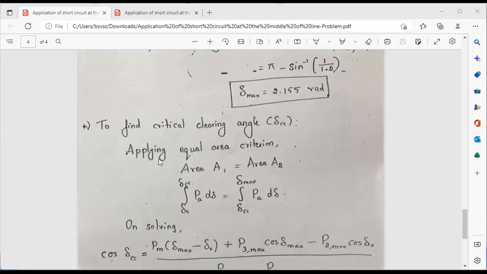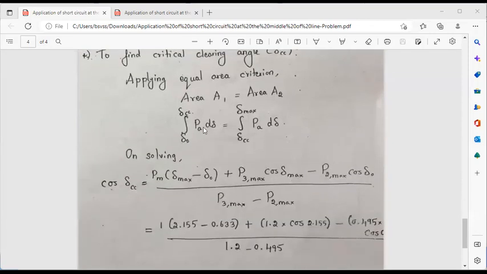So now for the equal area criterion, the condition is area A1 should be equal to A2. Therefore, the integral of PA d del for the acceleration area is equal to the integral of PA d del for the deceleration area. For the two areas, we have to apply the limits. For the acceleration area, the limit is del naught to del Cc. For the deceleration area, the limit is del Cc to del max. Now for the acceleration area, PA is equal to PM minus PE, and for deceleration, PA is equal to PE minus PM.